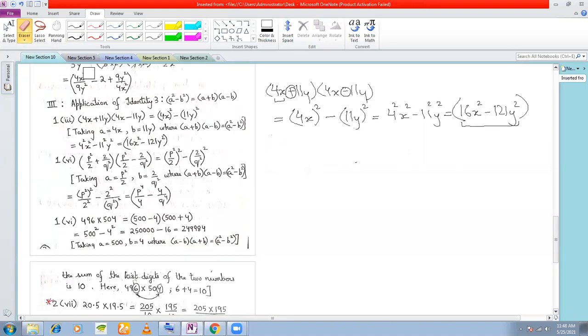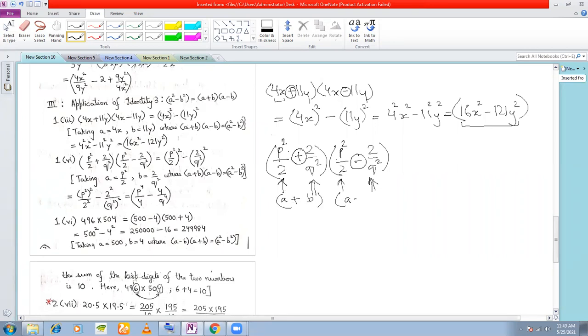Okay, proceeding to the next one. Here you need to multiply p square by 2 plus 2 by q square with p square by 2 minus 2 by q square. Again, you see here, this and this terms are the same, except that you have differences only in the plus and minus sign, right? So that means this is of the form a plus b into a minus b, with a multiplication sign here.